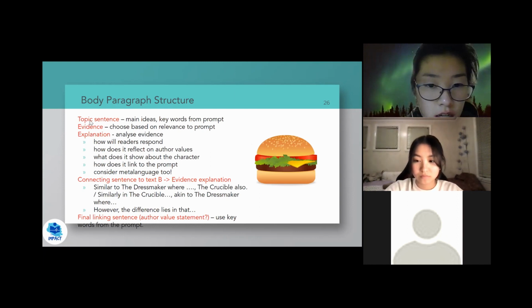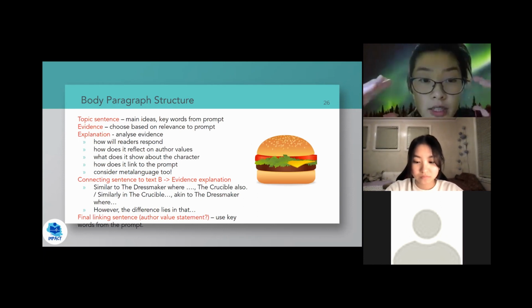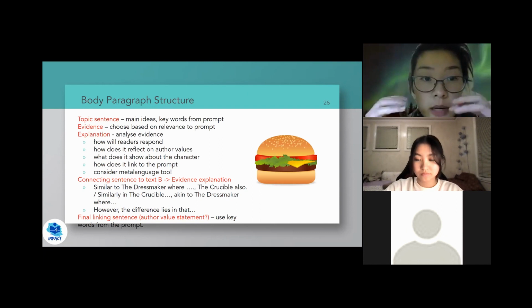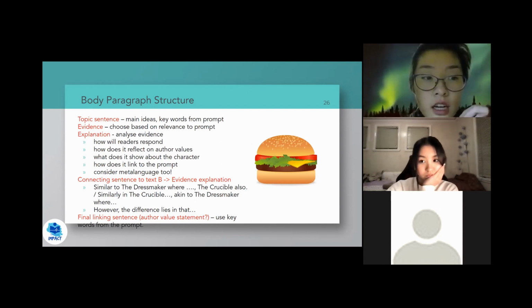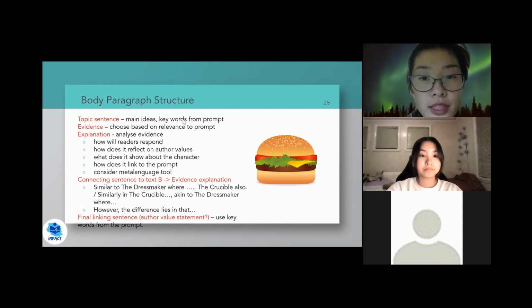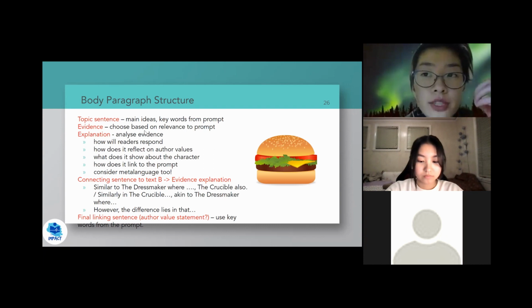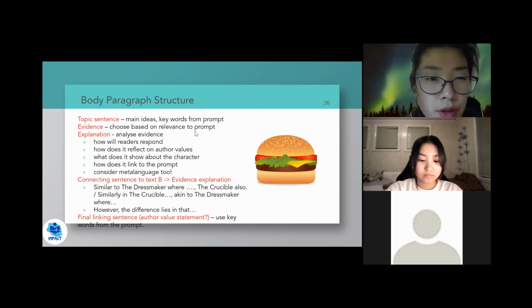And so we've got our topic sentence part of the body paragraph because it really sets up for what is coming, and essentially the rest of the paragraph is basically justifying that key argument sentence. And yeah, it's important to reference the keywords from the prompt here, as well as your main idea, like your interpretation for the prompt. And then choose your evidence based on the relevance to the prompt.